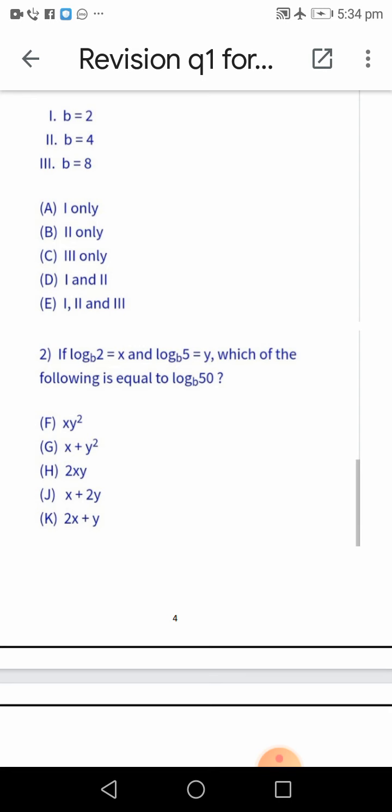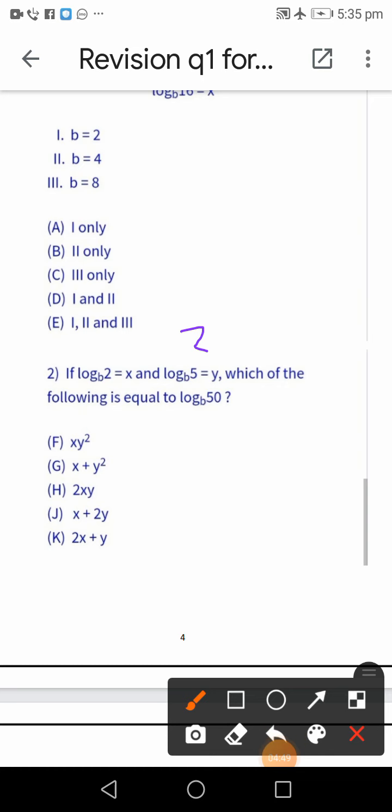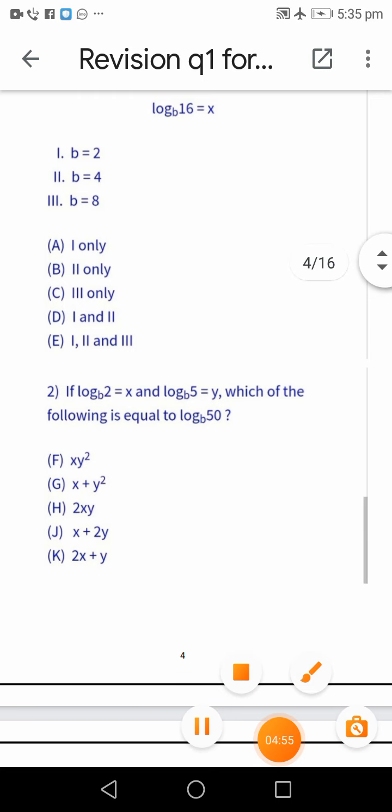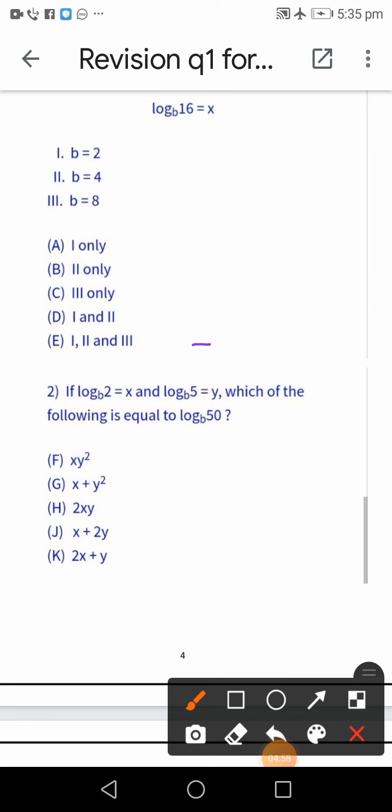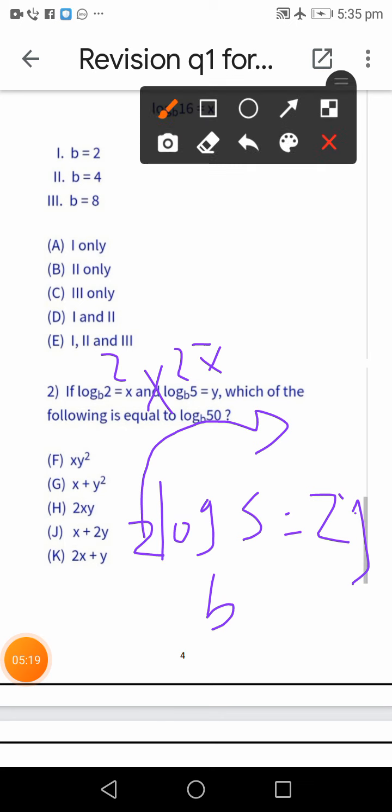So what do you think you will do? I want this to be 5 squared, to get 25 times 2, which will be 50. How can I get the square here? If I want to square this, I should multiply by 2 here and multiply by 2 here, to get 2 log base b of 5 equals 2y. Then you can return the power back using the properties of logarithms, or bring it down, to get log base b of 5 squared equals 2y.